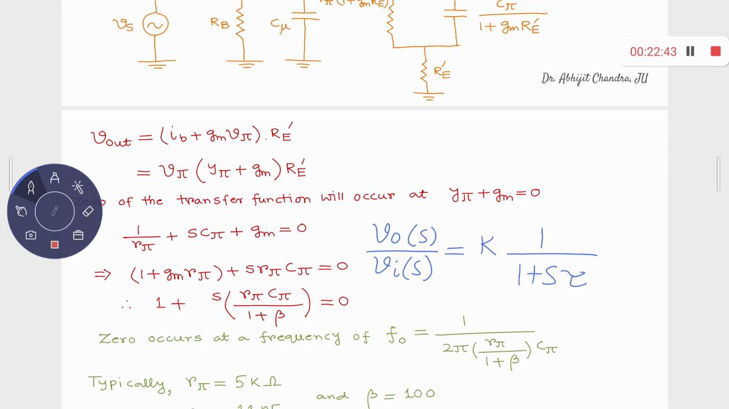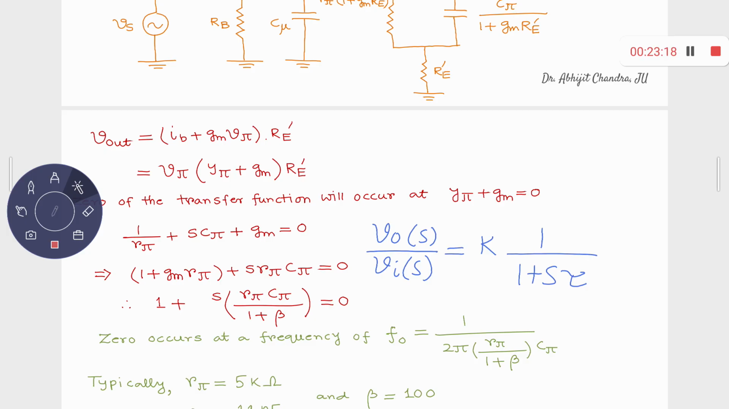But here, I am just observing this numerator part. So V out upon V pi, you have this Y pi plus GM times RE prime, and this Y pi plus GM involves some S dependent parameter, and over there you have 1 plus this entire thing equal to 0, and that is coming in the numerator part, because this is nothing but your V out upon V pi, and you can represent V pi in terms of V in also, or Vs also. Therefore, you have this 1 plus S into R pi C pi by 1 plus beta is equal to 0, from where you can identify the zero occurs at a frequency of F naught.